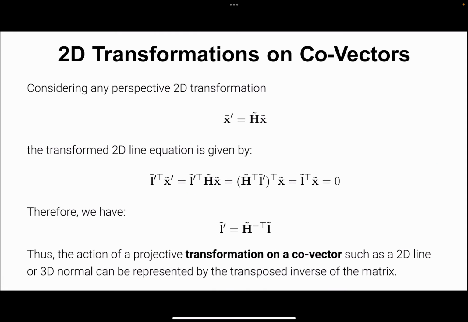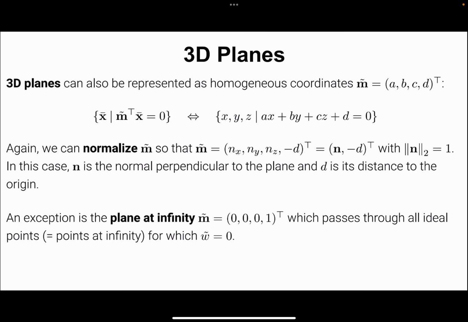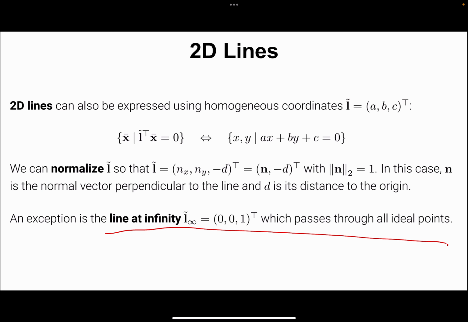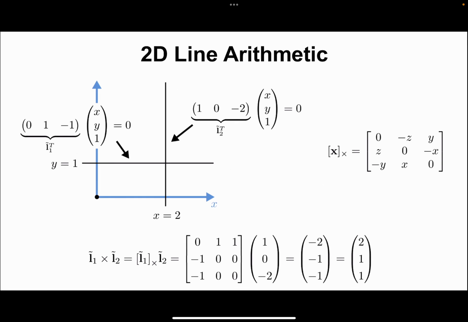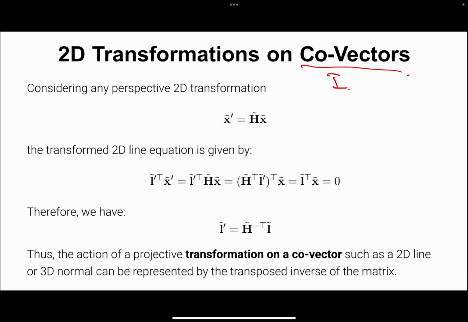And 2D transformation on covectors. The covector means l: the coefficients of some linear equation or plane equation, l for 2D lines and m for 3D planes. This vector is called a covector, and we now apply 2D transformation on the covector.